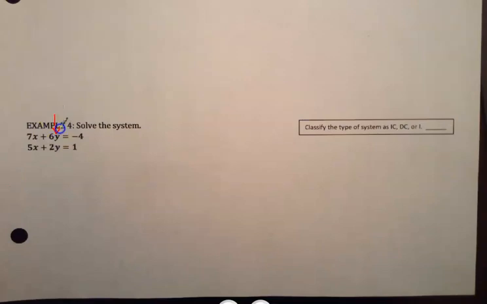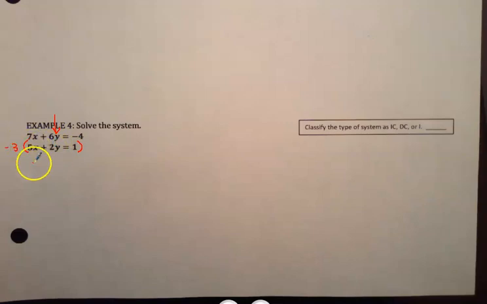The y's are the smaller ones, so that's what I'm going to do. I'm actually going to multiply them by a number to make them opposites. So I want to get the opposite of a positive 6. So what do I need to do to a positive 2 to get a negative 6? Because I want the opposite. What would I multiply by? 2 times what would give me a negative 6? Negative 3 is what I want.